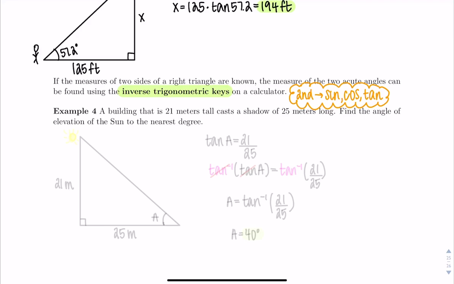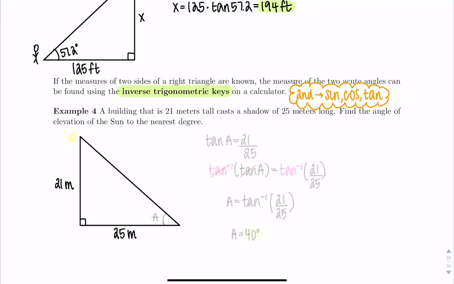So a building that is 21 meters tall casts a shadow 25 meters long. Find the angle of elevation of the sun to the nearest degree. So I'm going to draw my right triangle here. This is my building over to the left. It's 21 meters tall, and it casts a shadow of 25 meters long. I want to find the angle of elevation of the sun to the nearest degree.